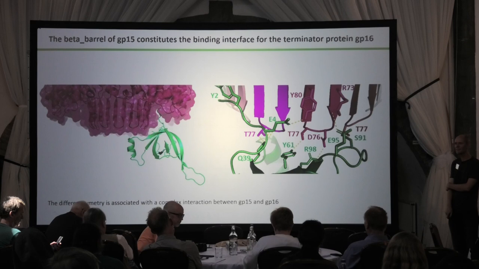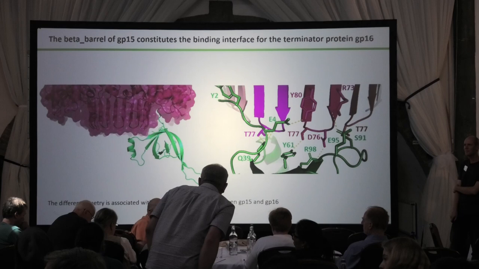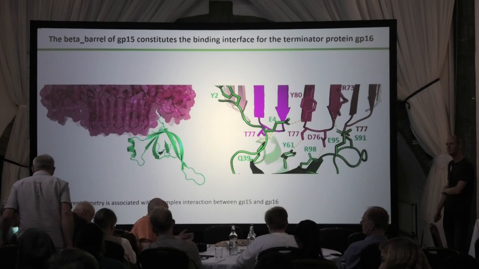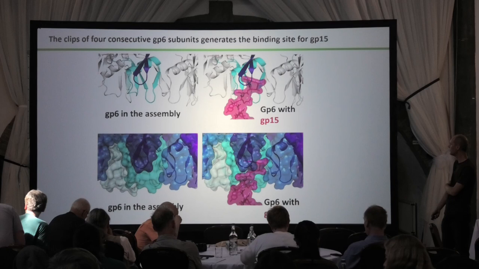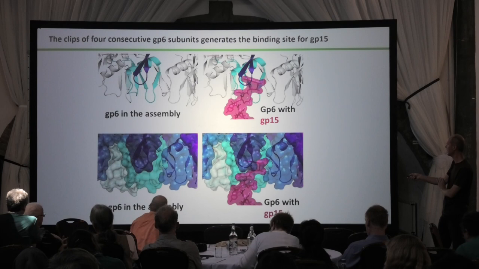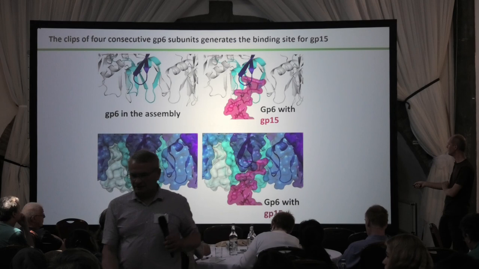Cool. Just following up from Fred's question, when the GP15 attaches to the portal, do the three of the portal subunits sell it? Do the two either side move at all to change, or are they more or less the same? So is it three GP6 blocks? Yeah. And do they all stay the same? Or do they change it anyway to bind the GP15?